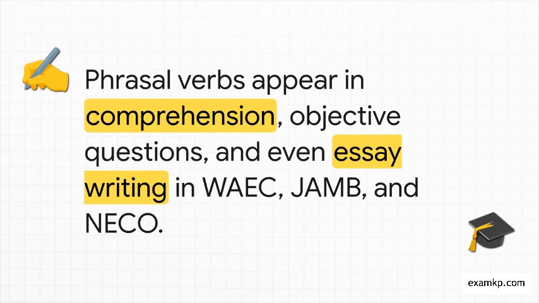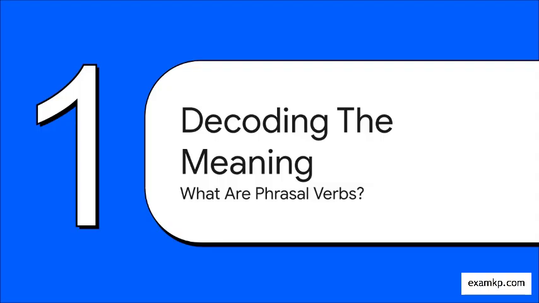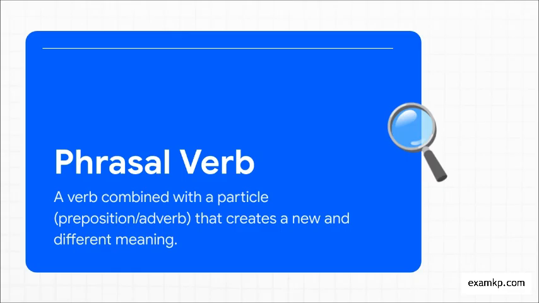So let's start at the beginning and break down what these things actually are. Here's the core idea, and it's pretty simple when you think about it. A phrasal verb is like a team up. You take a normal verb, say, look or put, and you pair it with a small word called a particle, like after or off, and poof. You get a completely new meaning that you almost never could have guessed just by looking at the two words separately.